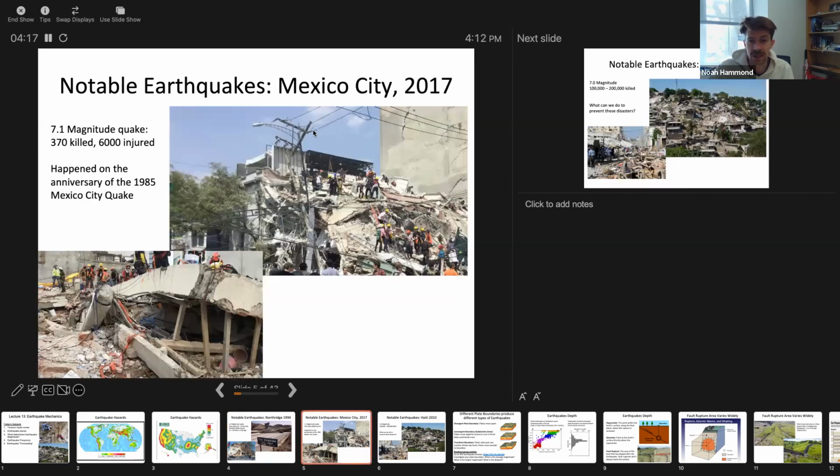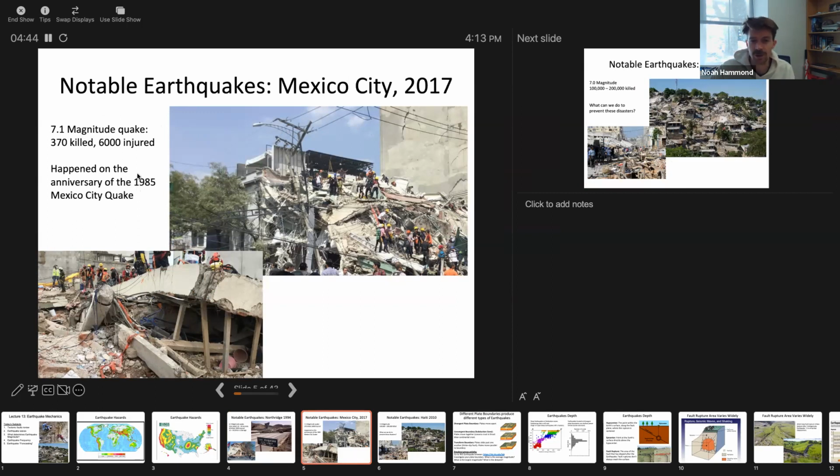In Mexico City in 2017, there was a very large earthquake that killed around 370 people with magnitude 7.1. And it was really eerie. This earthquake actually happened on the same day of the year as the last really, really big earthquake in Mexico City, which occurred in 1985.